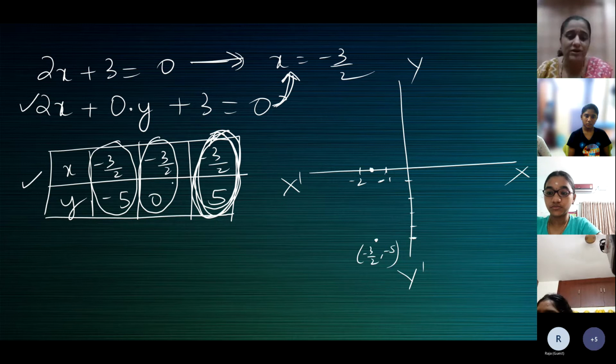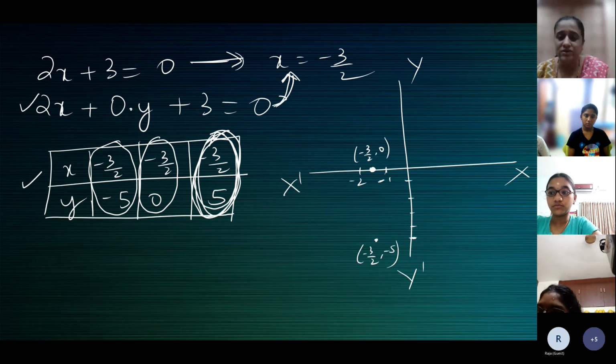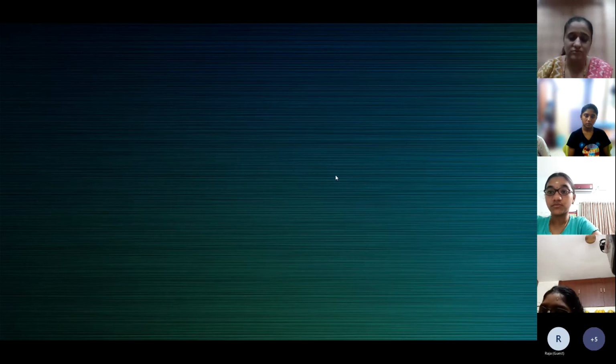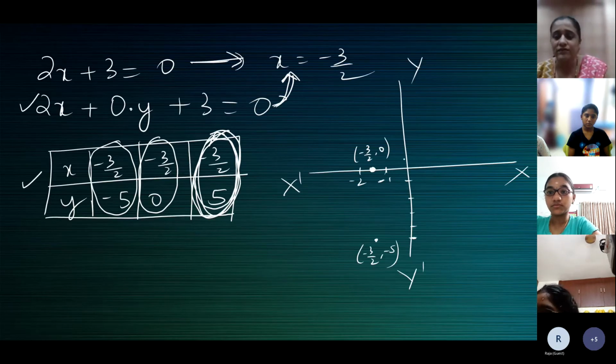Next, minus 1.5, comma 0. Minus 1.5 is this one, and comma 0. So this point itself is minus 3 by 2, comma 0. And then we need to plot minus 1.5, comma 5. So this is minus 3 by 2 or minus 1.5, comma 5. All right, 5 is a positive 5. So 1, 2, 3, 4, 5 here. This is 5, this is minus 5. So minus 3 by 2 on the x-axis and 5 here. This one is minus 3 by 2, comma 5.